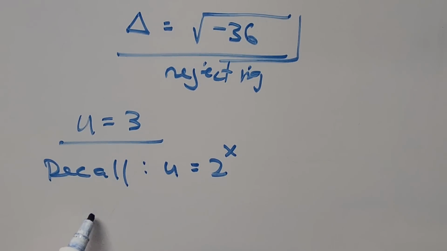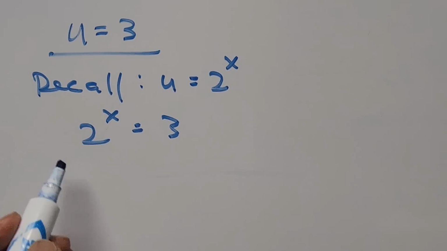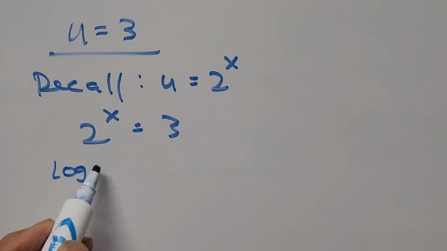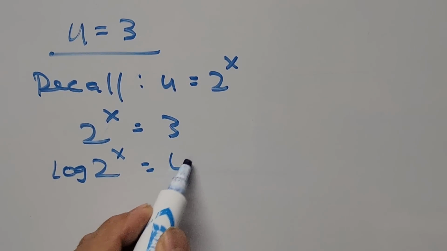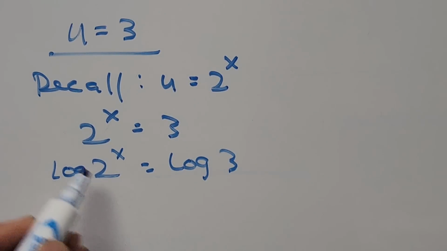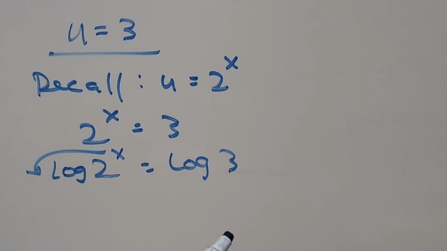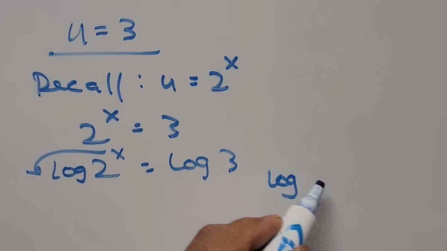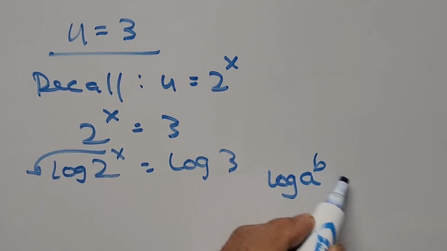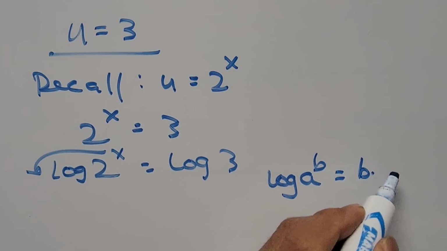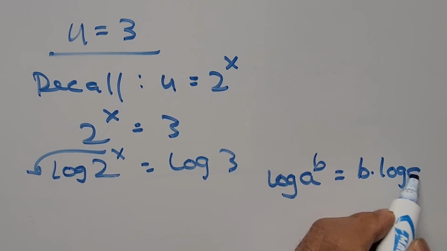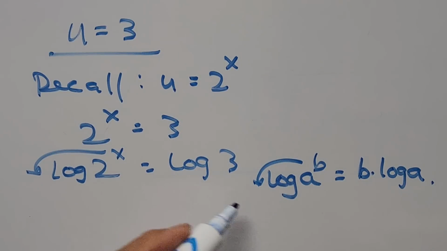So now we have 2 to the power of x is equal to 3. So here we'll be using logarithm. Take the log on both sides of the equation. Log of 2 to the power of x equals log of 3. We're putting down the exponent to the front as a coefficient, following the logarithm property, the logarithm power rule. If we have logarithm of a to the power of b, this will be equal to b times logarithm of a. Putting down the exponent as a coefficient.